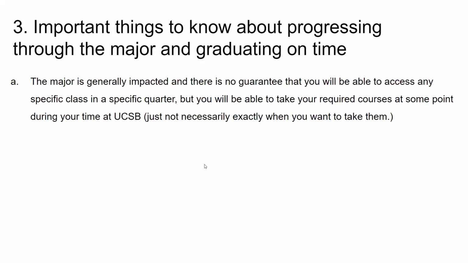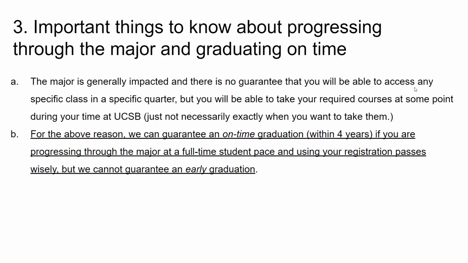But a few things that we like to put out there. The major sometimes gets very impacted. This has been the case in a lot of recent years. There's just a lot of students this is a really popular major for. And there's no guarantee that you'll be able to access any specific class in a specific quarter. We do try to structure our classes so that everyone gets what they need eventually. Just know that you may not get your ideal choices for every single quarter, but you will get access to the courses that you need during your time at UCSB. You just will have to maybe be flexible on when you take them.